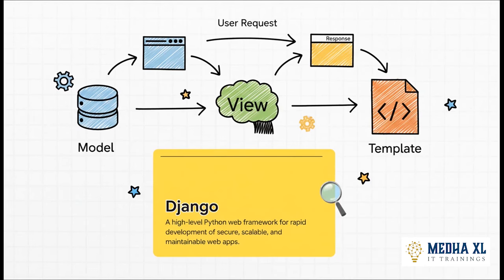So at its core, what is it? Django is a high-level Python web framework, and its whole goal is to make building great web applications fast and, well, frankly, a lot less painful. It handles all that tedious back-end logic for you, so developers can finally stop reinventing the wheel and just focus on the cool, unique parts of their application.